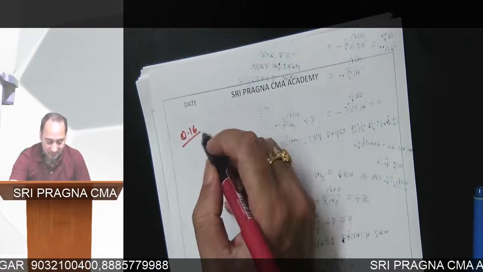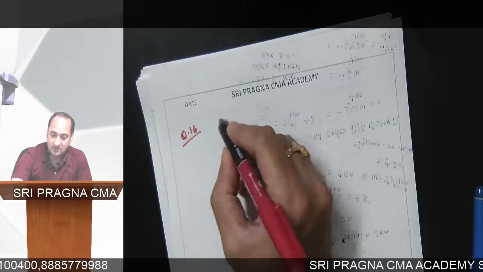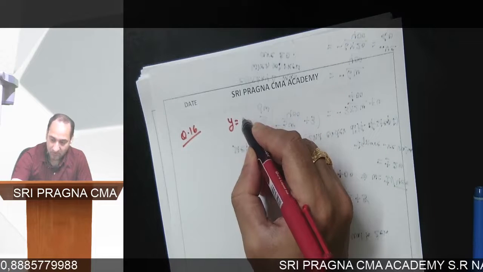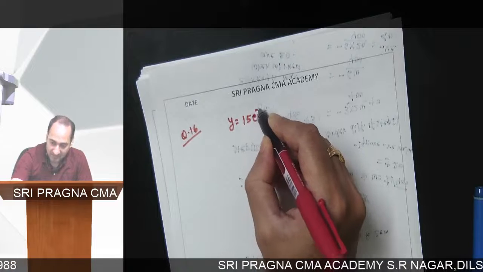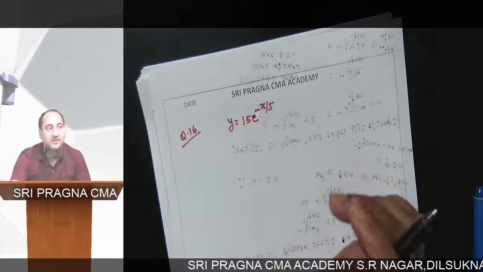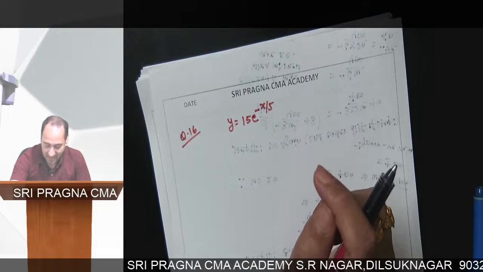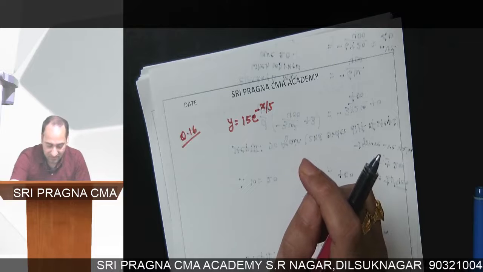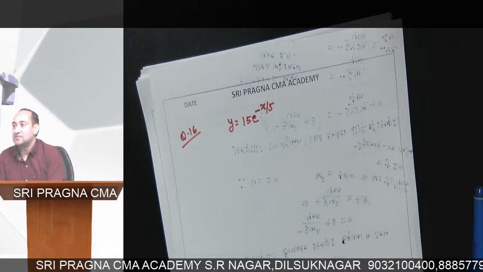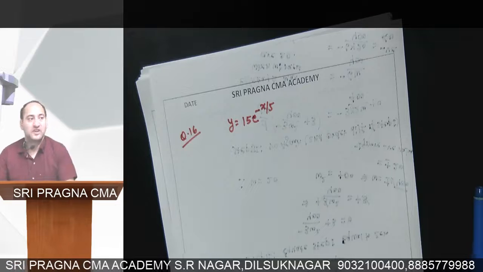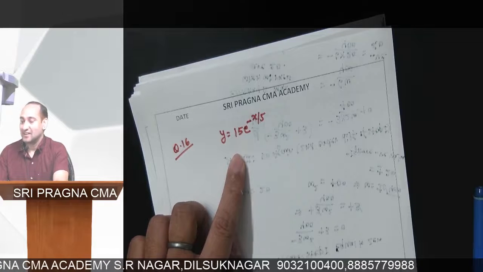So question number 16. The demand function of a particular commodity is y equals 15 e to the power minus x by 5, where y is the price and x is the number of units demanded. Determine the price and quantity for which the revenue is maximum. This looks like a very simple sum, but students really get stuck here. Let us see one by one.